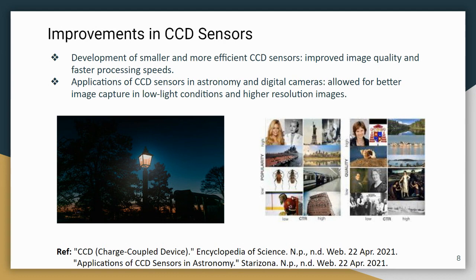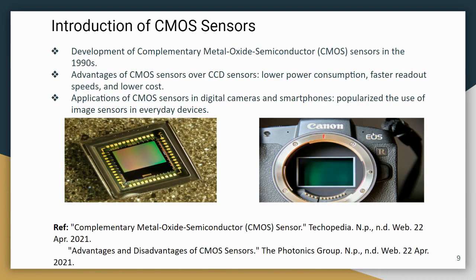Sensors improvement is basically making them smaller and more effective, which improves the image quality and gives faster processing speeds. Application of CCD sensors in astronomy and digital cameras allowed for better image capturing in low light and high resolution images. This is the low light condition image, and this is the difference between low resolution and high resolution images. We basically see more clarity in the images in high resolution. Let's move on to the next invention.